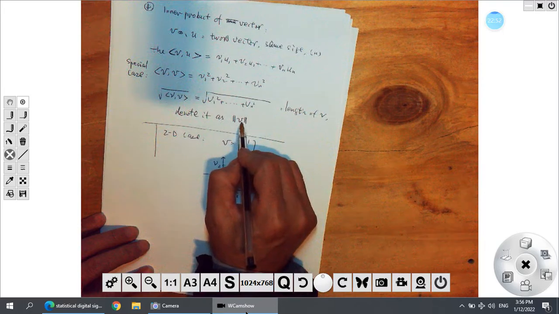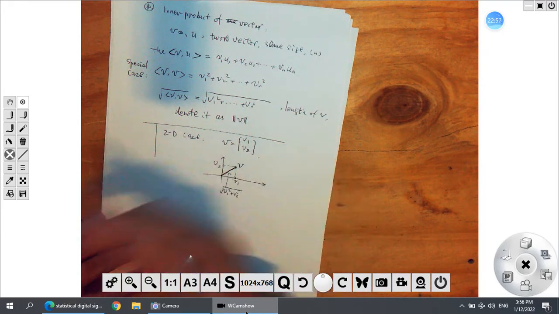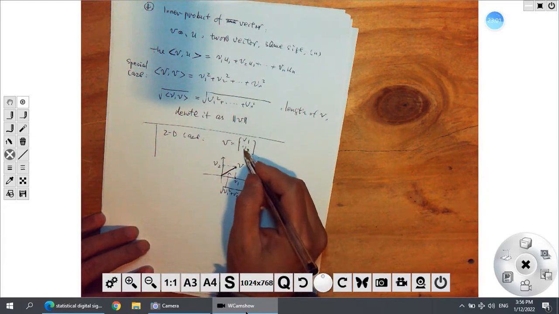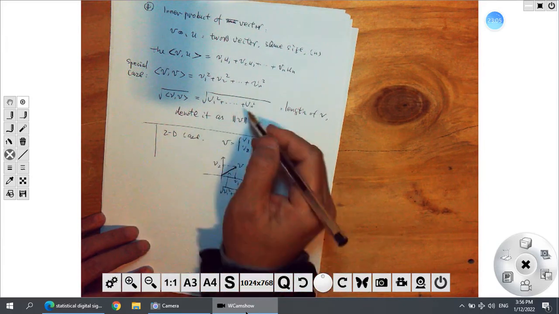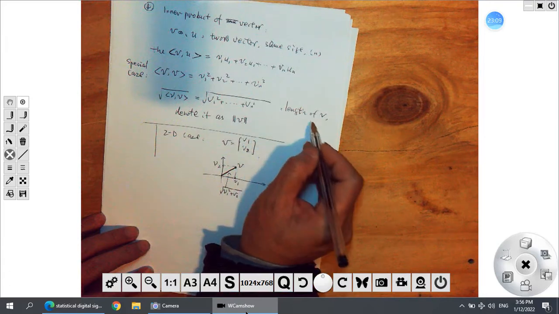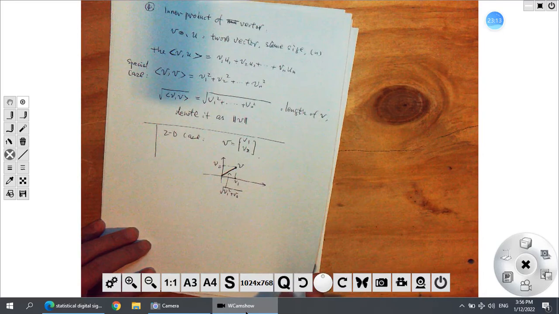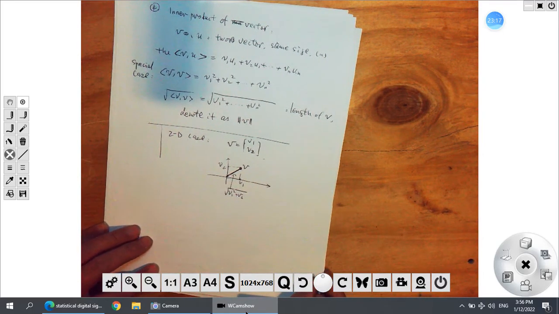For high dimension, this is also the length of V. You need some imagination for high dimension. 2-dimensional is fine, 3-dimensional is also fine. For high dimension, we use the same notation, same meaning. We call it the length of a vector. So we have these 4 kinds of operations on matrices.